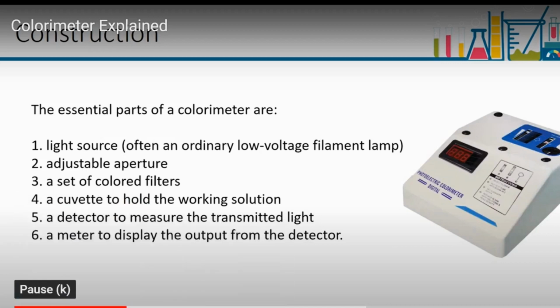They are: 1. Light source, often an ordinary low-voltage filament lamp. 2. Adjustable aperture. 3. A set of colored filters. 4. A cuvette to hold the working solution. 5. A detector to measure the transmitted light. 6. A meter to display the output from the detector.